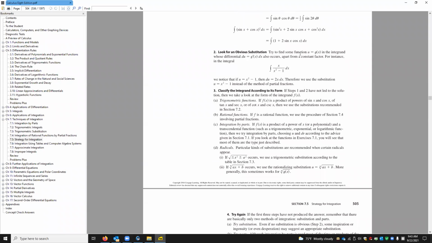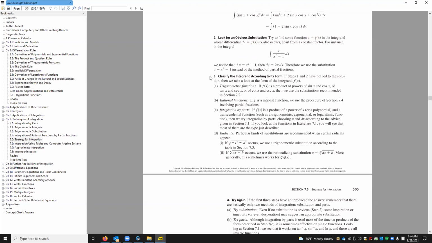The big deal when you're looking for a substitution is that you also need the derivative of your substitution, right? So if you're going to sub u equals something, then you need the derivative of that something floating around, or at least something close to it. And then classify according to form, right? So if you've got trig functions, then you're going to use the mechanisms from 7.2.